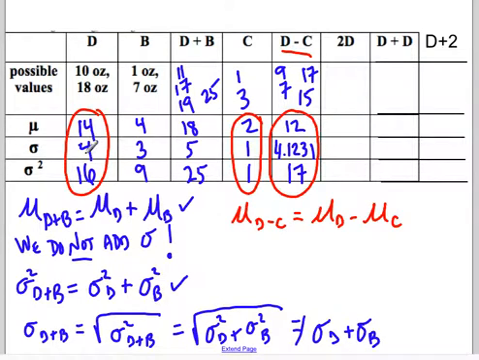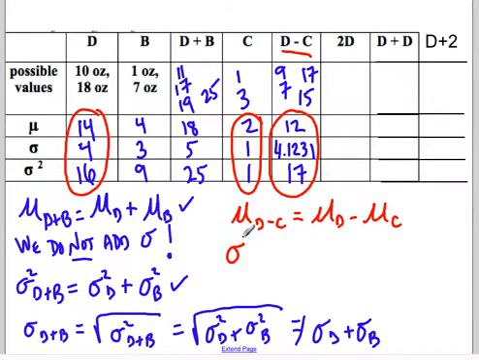Standard deviation, can I subtract the standard deviations? Is 4 minus 1 equal to 4.1231? Nope. You cannot subtract the standard deviations. What about the variances? Is 16 minus 1 17? No. We do not subtract the variances. What do we do? What are we doing with the 16 and the 1? We're actually adding the variances.